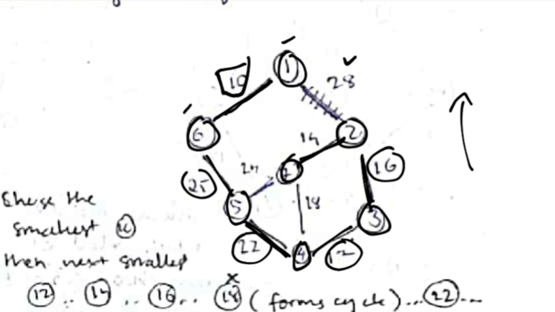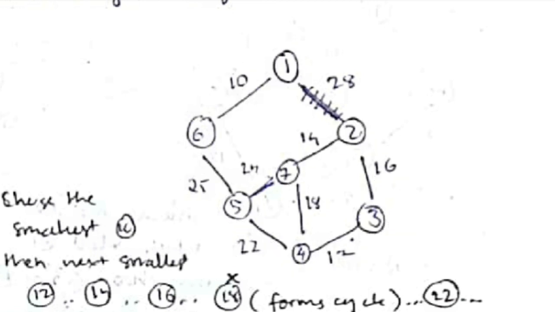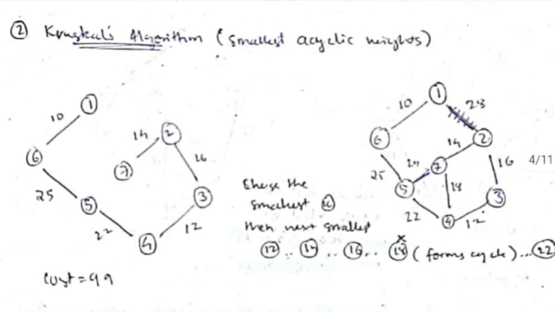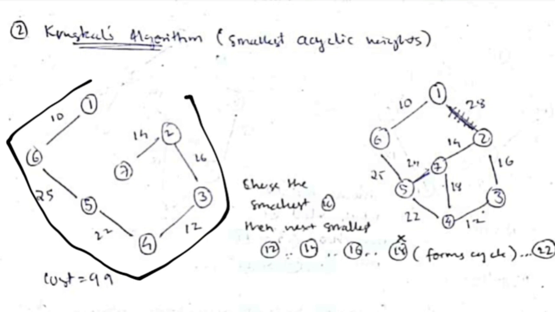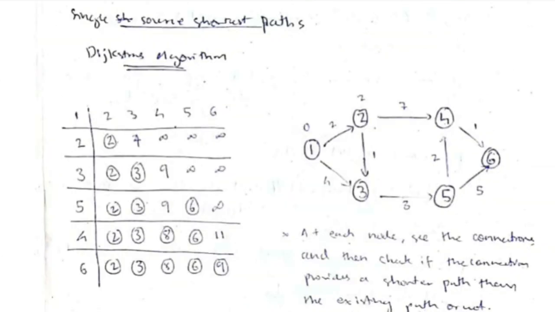See, 1 is selected, 6, 5 and 4 and 3, 2 and 7 all are selected, so we'll stop at that point and draw the graph here. Okay, this is the same graph which we will get by the previous algorithm also, and the cost will also be the same. Okay, let's move on to the next one, which is Dijkstra's algorithm.